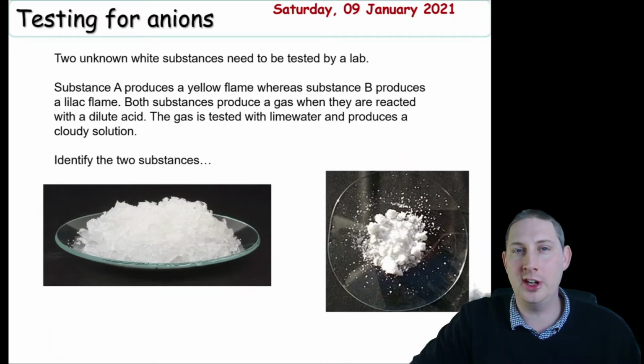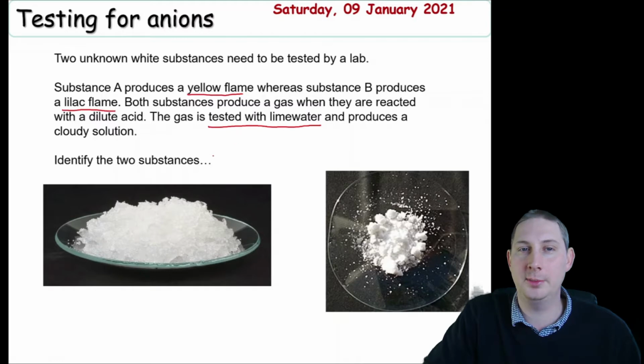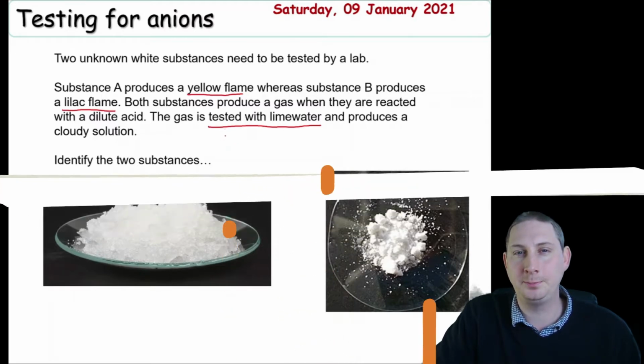Two unknown white substances need to be tested by a lab. Substance A produces a yellow flame, whereas substance B produces a lilac flame. Both substances produced a gas when they reacted with a dilute acid. The gas is tested with lime water and produces a cloudy solution. Identify the two substances. Okay, have a think about that.